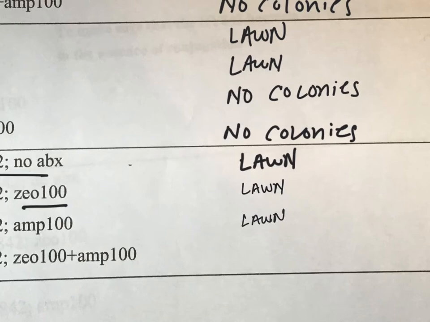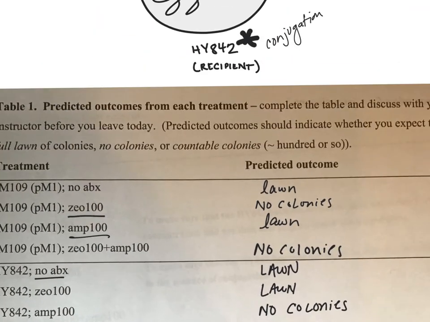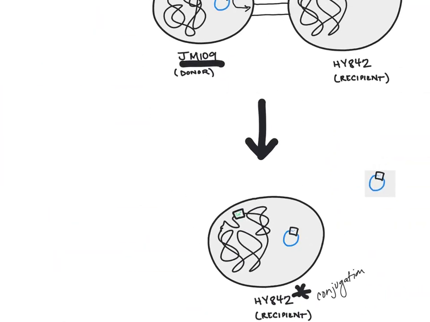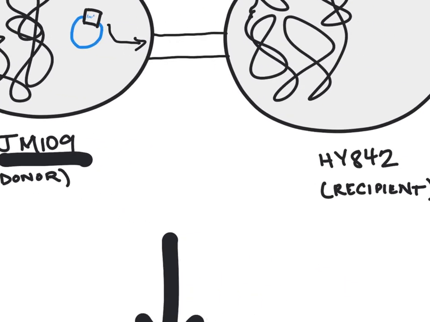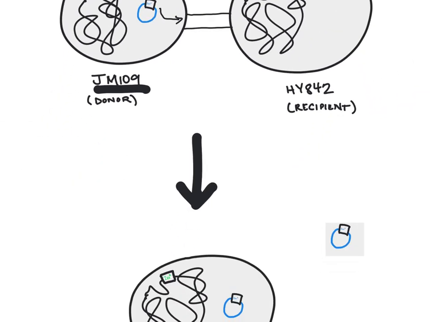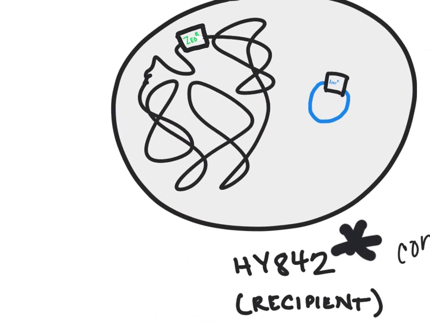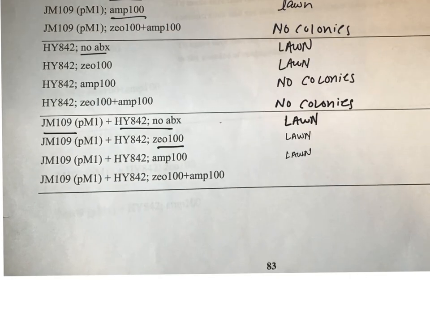Now the key for the whole experiment is what happens when we have both antibiotics on the plate. So if you've got zeaxanthin on the plate, you are going to kill off the JM109. If you have ampicillin, you're going to kill off the HY842. However, if there are transconjugants, they're the only ones that will survive on this final plate. And so here, what we should see are countable colonies.